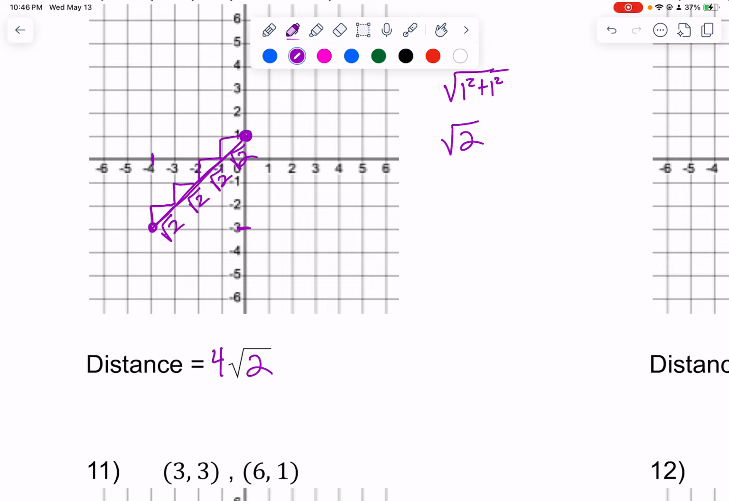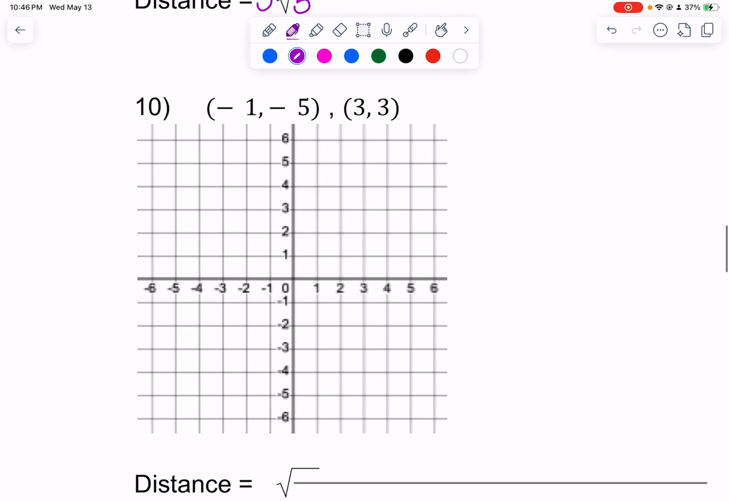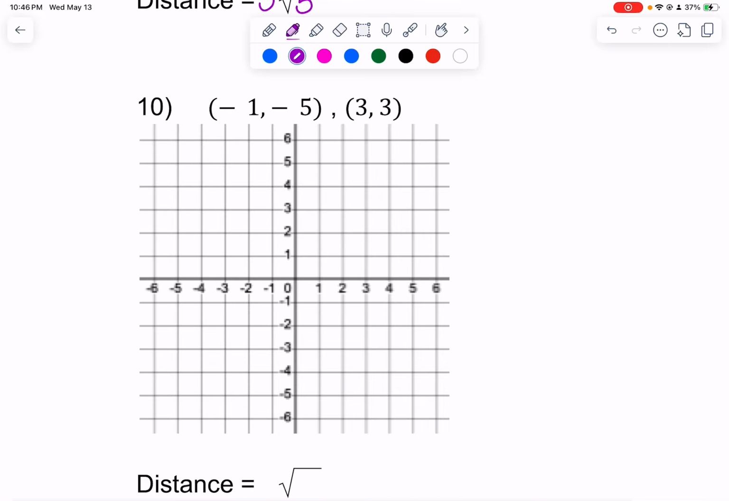If I had done this the long way, I would have done a full step of 4 vertical and a full step of 4 horizontal. So that's telling me that I could have done 4 squared plus 4 squared, or 16 plus 16, which is square root of 32. Okay. Let's finish with just these last few.